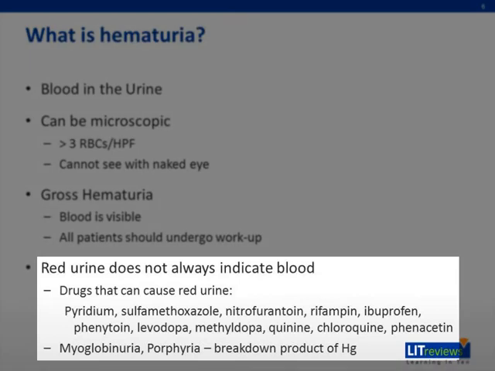Having red urine does not always indicate the presence of blood. There are several drugs that can cause a reddish tint to urine. Certain medical conditions such as myoglobinuria or porphyria can cause urine to be a dark red color. This is due to breakdown products of hemoglobin in the urine.